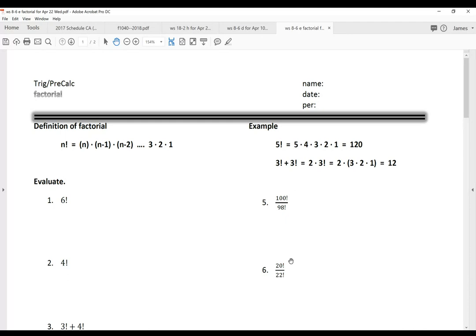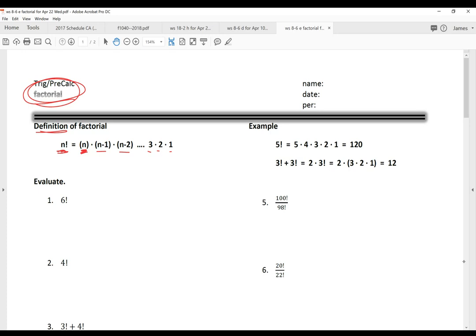Something different for this worksheet. We're going to be working with factorial. So, the definition is that if you have a factorial symbol, which looks like an exclamation mark, but it's called a factorial, you keep on multiplying starting with the first number that's given, and then you keep on subtracting one more each time until you get to 1.